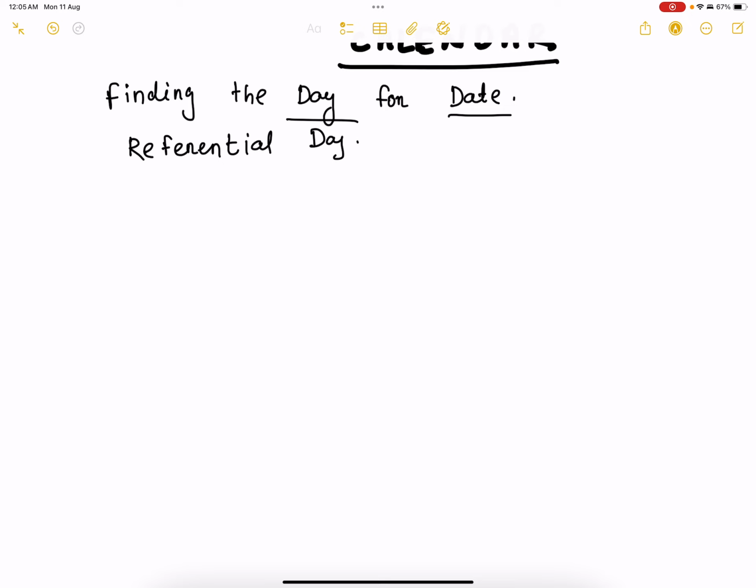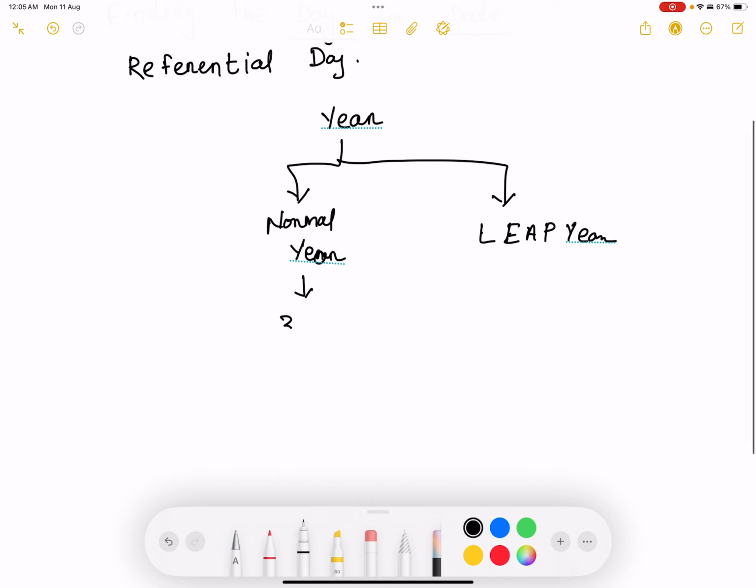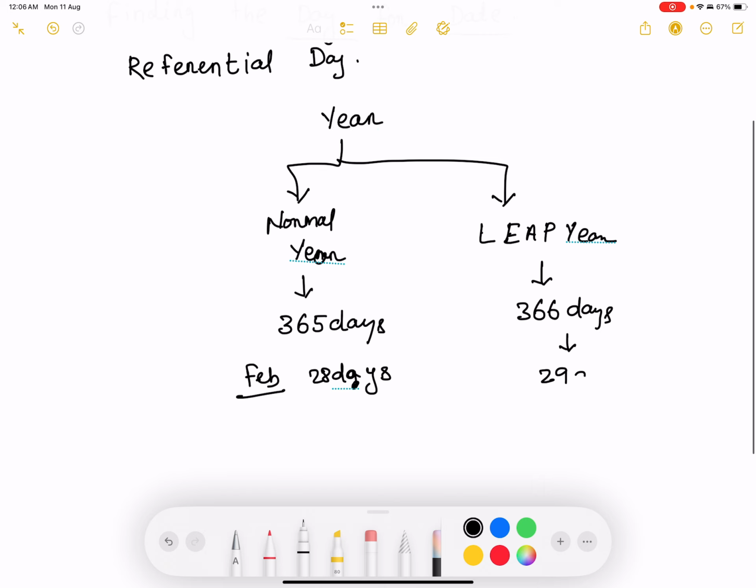Normally a year is of two types. One is a normal year, and one is a leap year. A normal year means how many days? 365 days. A leap year means 366 days. The difference is February: it has only 28 days in a normal year, and here 29 days.